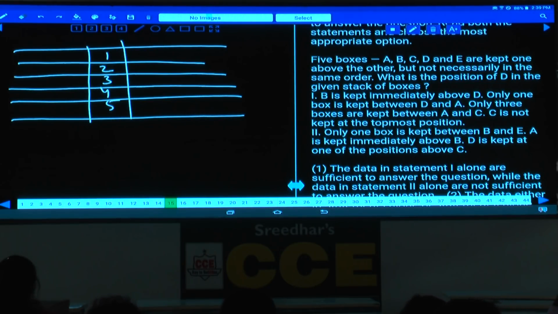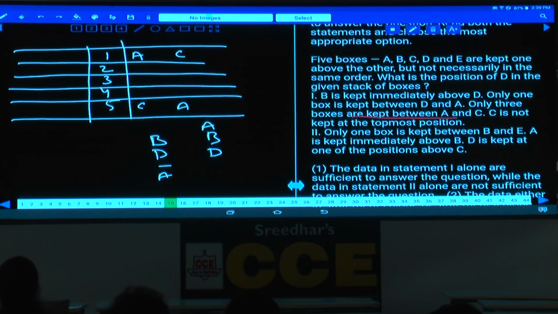Now the first one: B is kept immediately above D. B and D must be together. Only one box is between D and A. This is one possibility. Then what is the other possibility here? Between D and A there must be only one. Only 3 are between A and C. If A is here, C will be here. Or if A is here, C will be here. There are two possibilities. Only 3 between A and C.